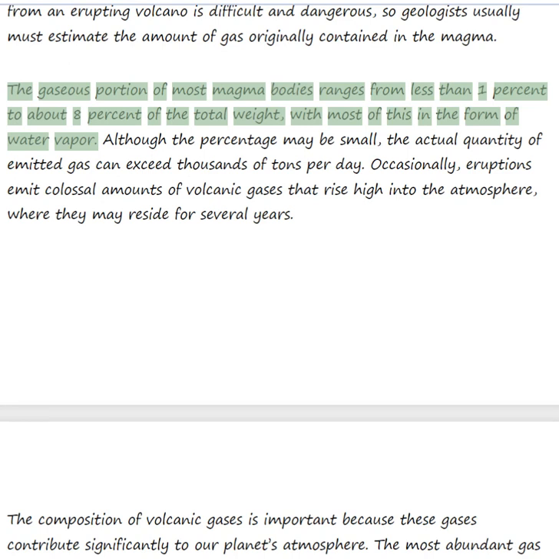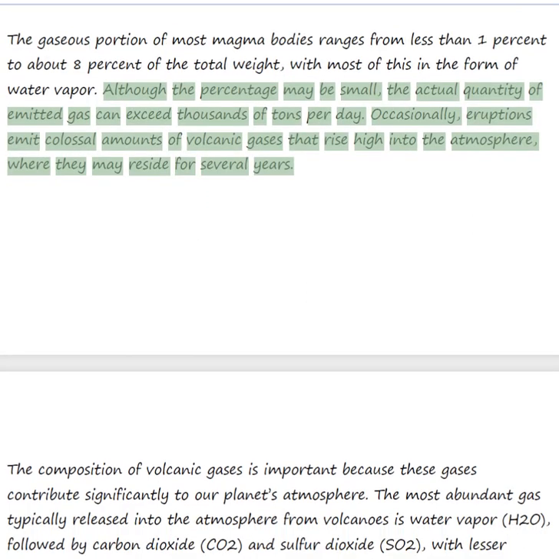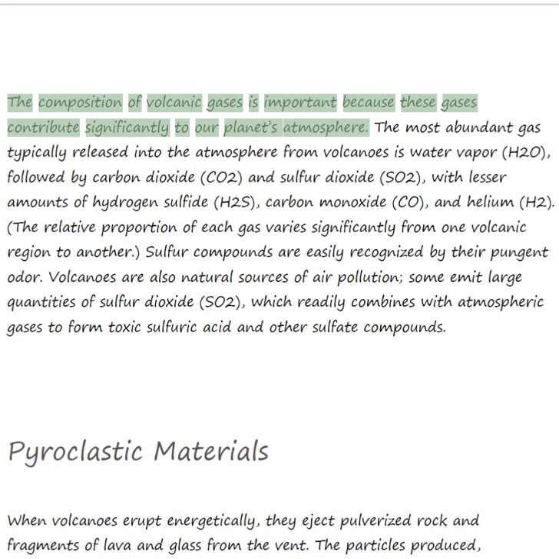The gaseous portion of most magma bodies ranges from less than 1% to about 8% of the total weight, with most of this in the form of water vapor. Although the percentage may be small, the actual quantity of emitted gas can exceed thousands of tons per day. Occasionally, eruptions emit colossal amounts of volcanic gases that rise high into the atmosphere, where they may reside for several years. The composition of volcanic gases is important because these gases contribute significantly to our planet's atmosphere.